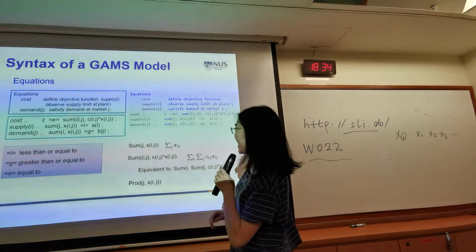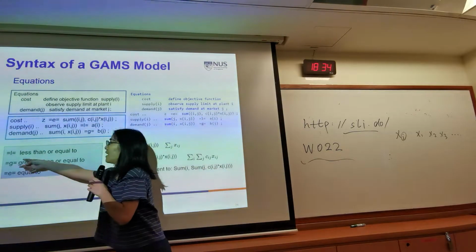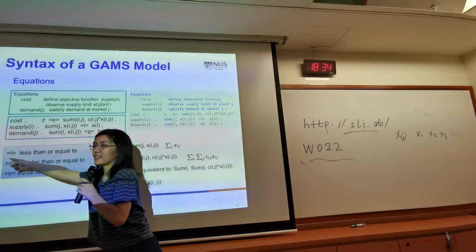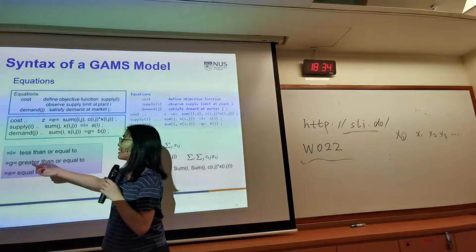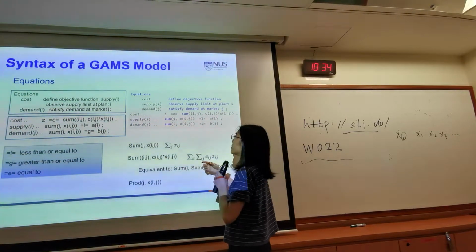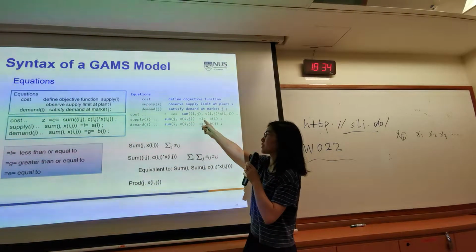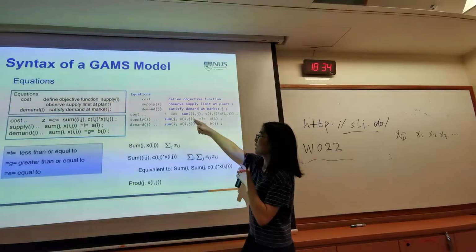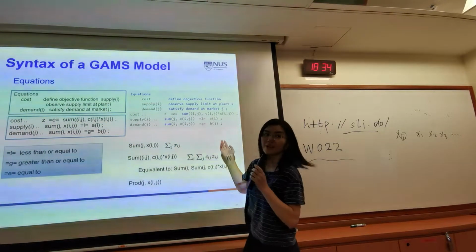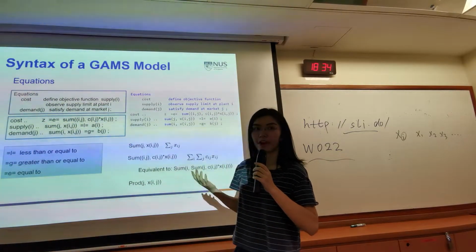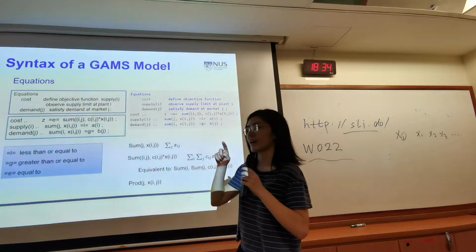Then you can calculate. In the equations, L means less than, G means greater than, and E means equal to. So you cannot directly use equal to in the equations. You must use equal, E, and equal in the equations. But when you define a parameter, you can directly use the equal sign.